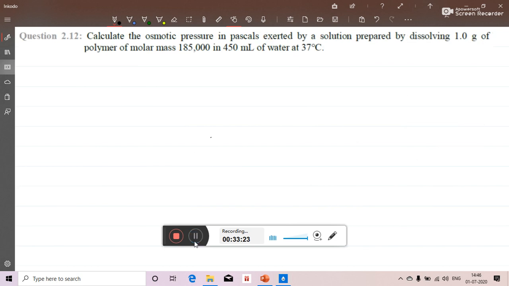Now next numerical is in text question number 12. Calculate the osmotic pressure in Pascal. Okay, so here we have to find out osmotic pressure pi.